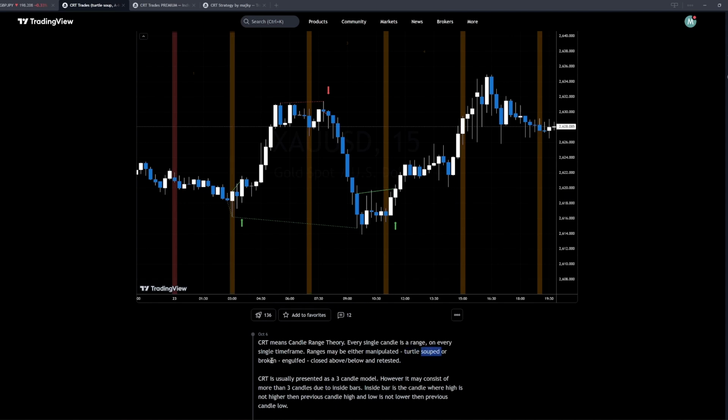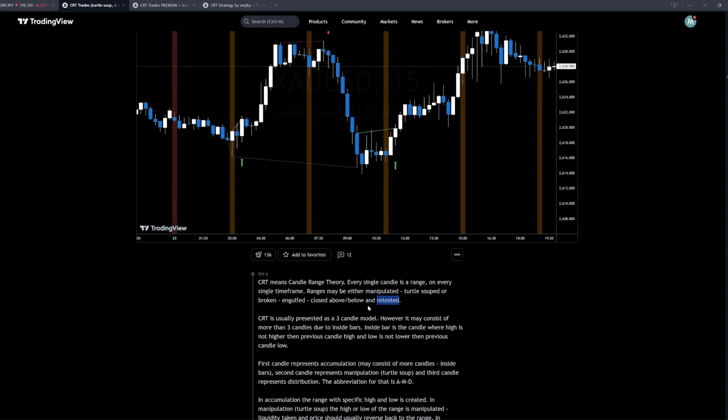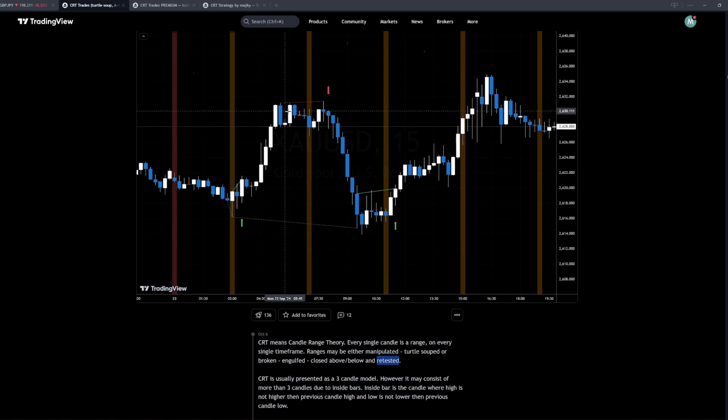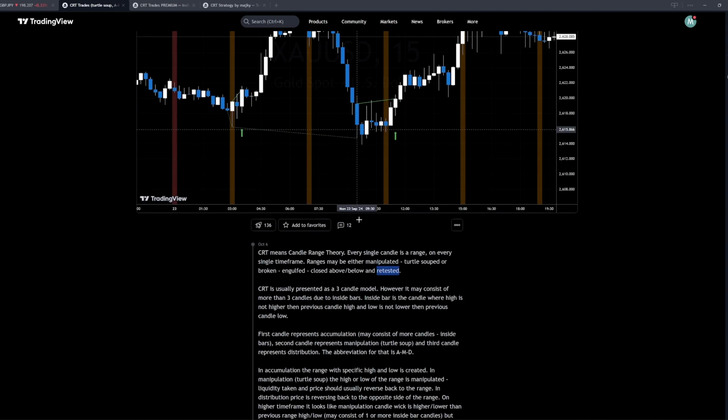Or it can be broken or engulfed or closed above, below and retested. For example, as you can see here, we have this range high, and here it was closed above or engulfed, and it went up after that. Sometimes there is a retest, sometimes not.